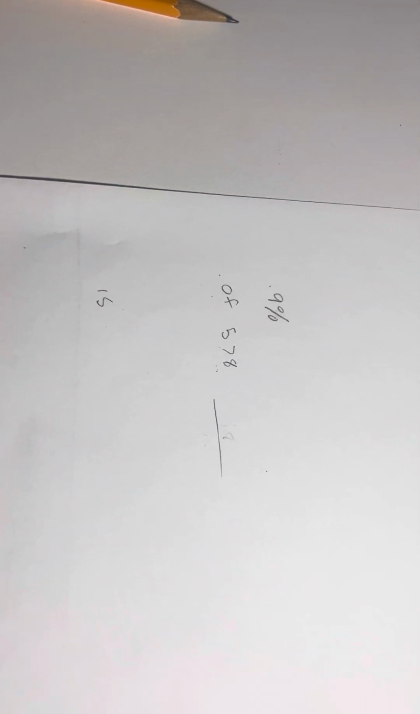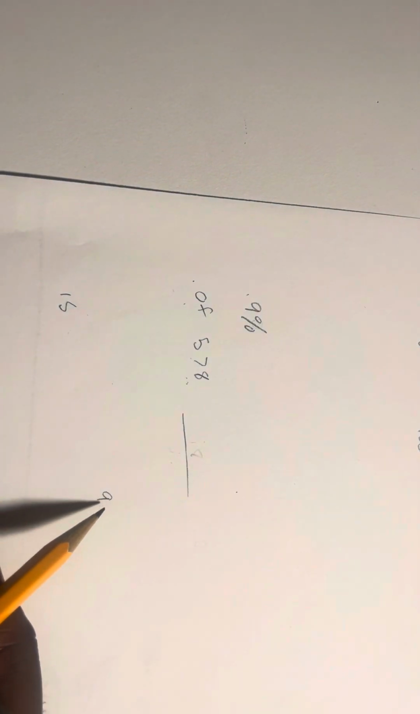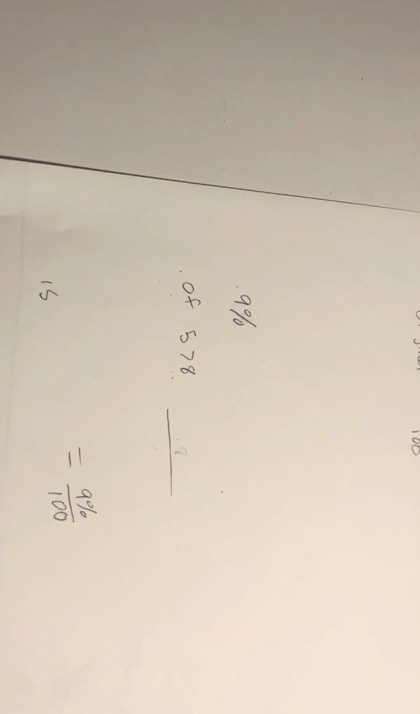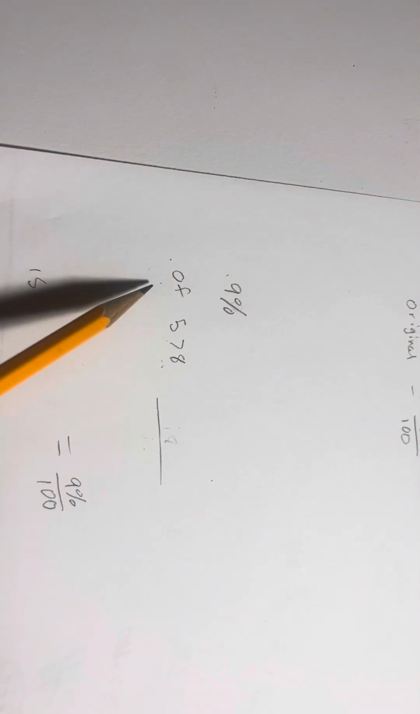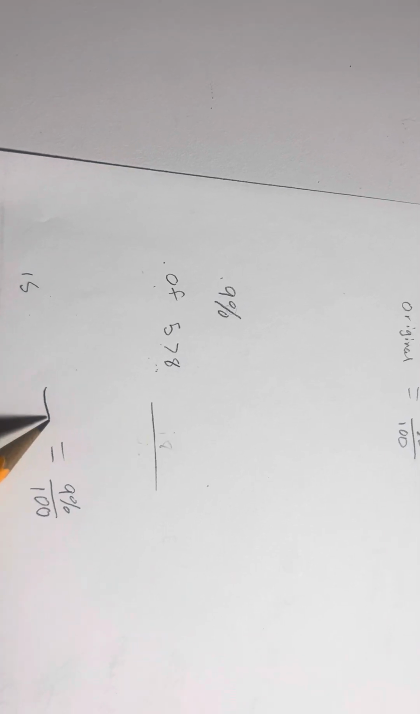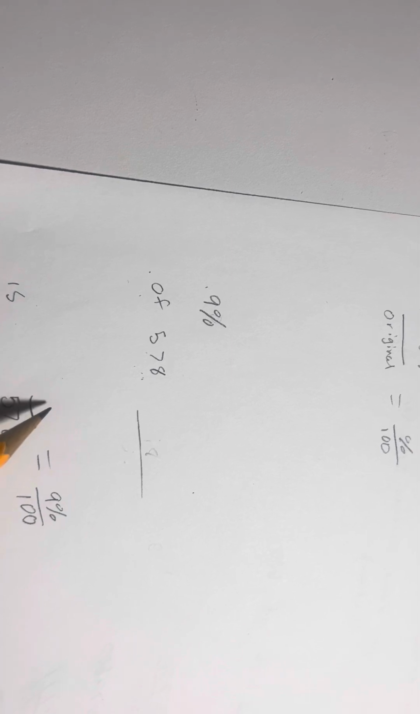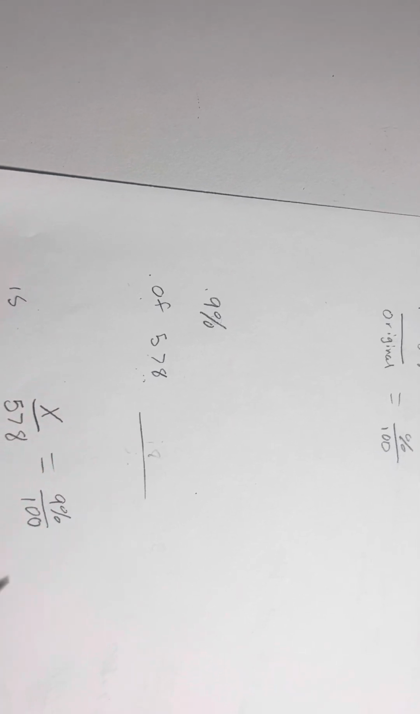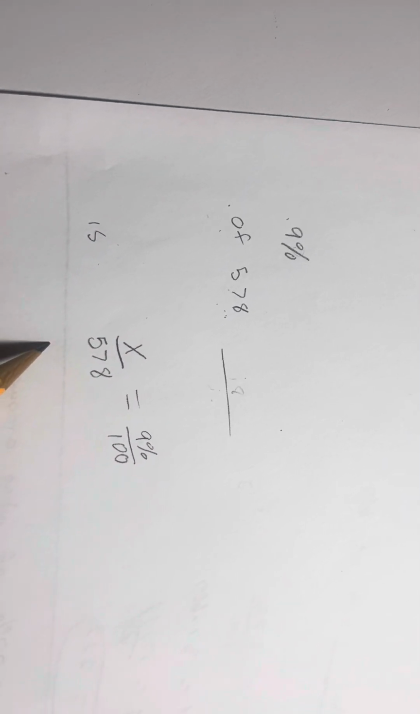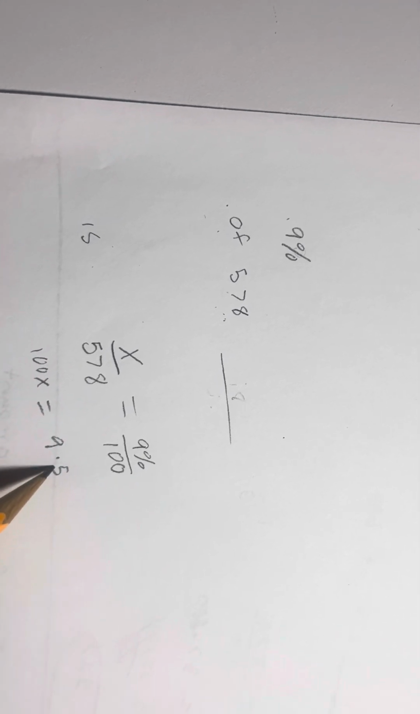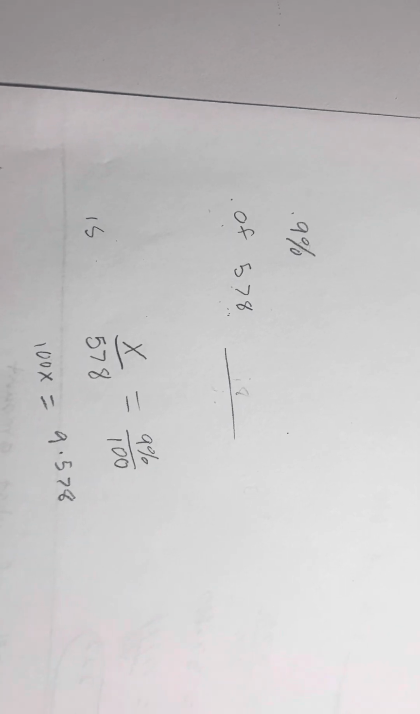So let's see if I can switch hands real quick and just set it up for you, and you should be able to solve it out. So they gave me 9%. Percents always go over 100. So now the question is, what is that? Well, I see of 578. We understand that when I see the word of, that is my whole. So I put an X here, and from here you solve it out. So you get 100x equals 9 times 578, and I'll leave you to do the rest.